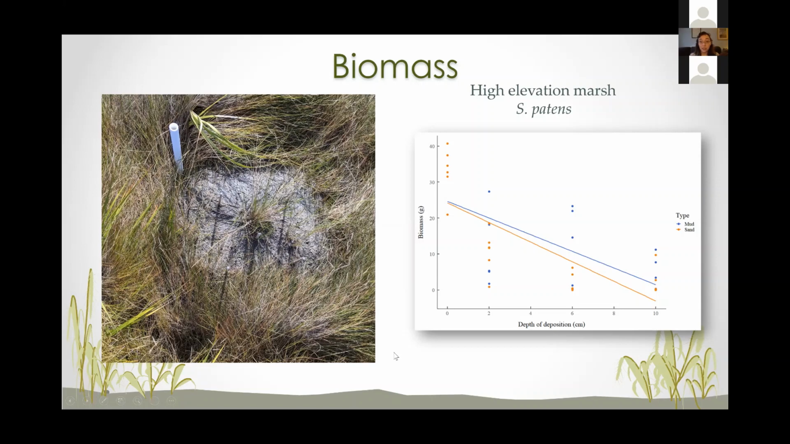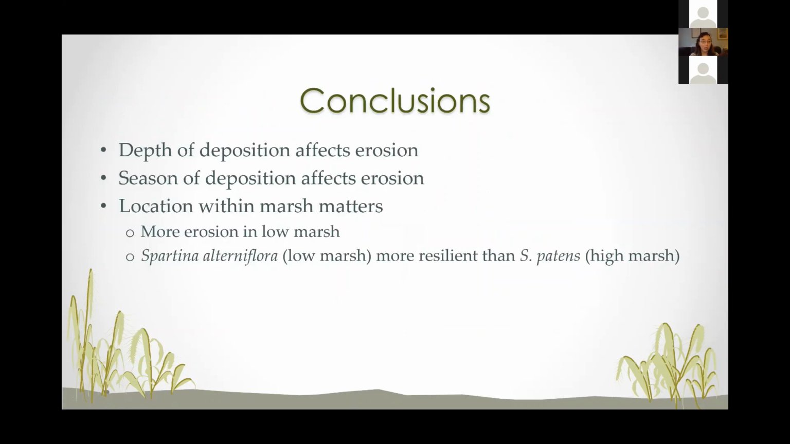And that trend was seen in the high elevation marsh with patens, but was not seen in Spartina alterniflora in the low marsh. So that just brings me very briefly to my conclusions, which are that the depth of deposition affects the amount of erosion, that the season of deposition also affects the amount of erosion, and that the location within the marsh makes a difference, both to the erosion, where there's more erosion in the low marsh, and to the biomass, because Spartina alterniflora is a much more resilient plant than Spartina patens, which had a greater mortality.